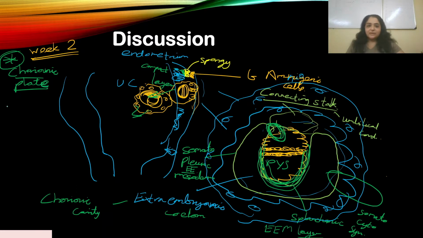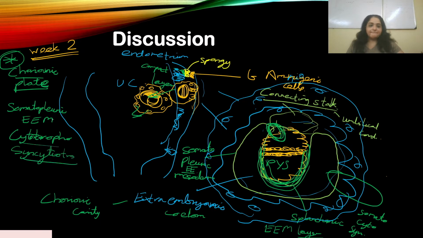So the chorionic plate contains somatopleuric extraembryonic mesoderm, then cytotrophoblast cells, and syncytiotrophoblast. So this is called the chorionic region, and this is called the amnion region. This is the splanchnic layer over here, which covers the primary yolk sac, the splanchnic mesoderm, extraembryonic mesoderm.